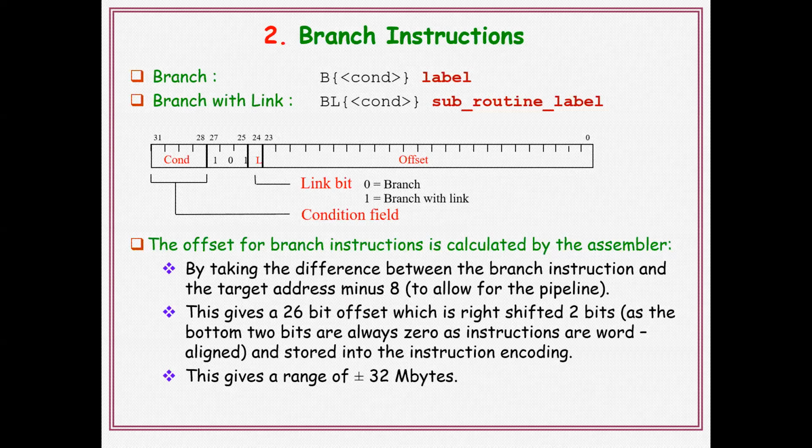If you observe 0, 4, and the next one is 8 and 12, the last 2 bits are not used, because the change is 4. So the address always starts from the third bit onwards only. That's why those 2 bits are right shifted. Okay. And next, this gives the range of plus or minus 32 megabytes of address.